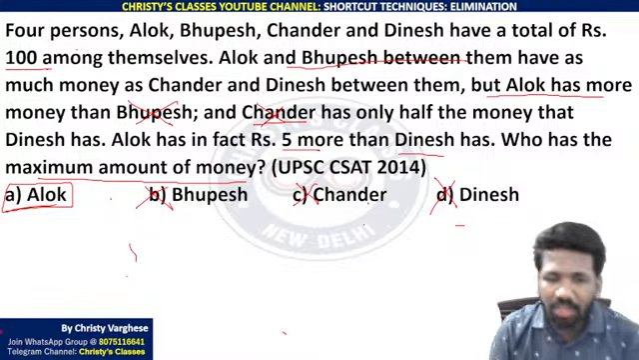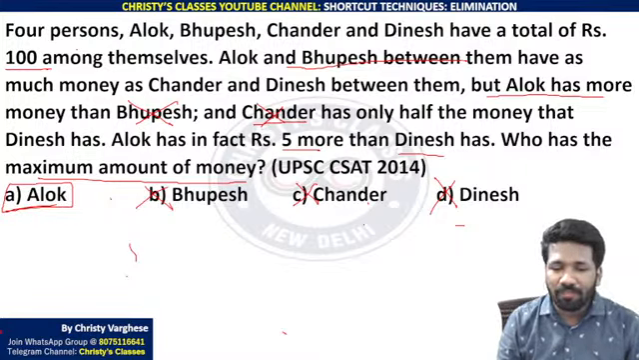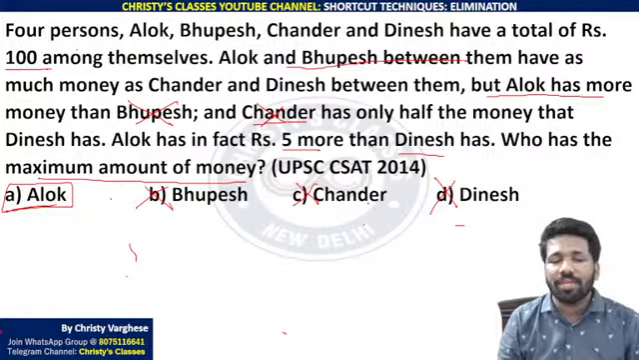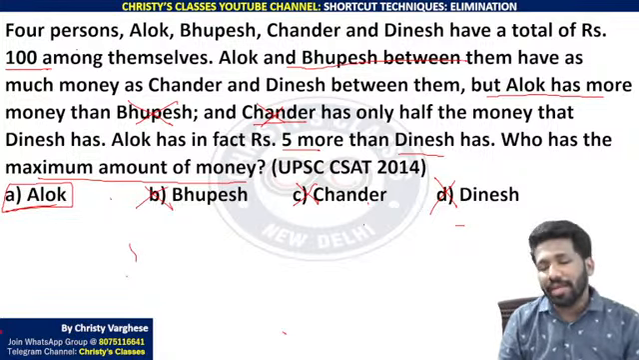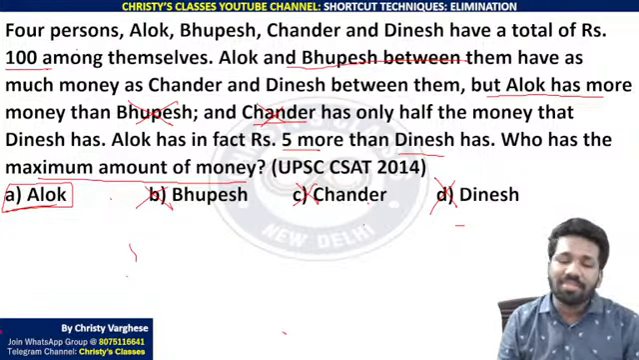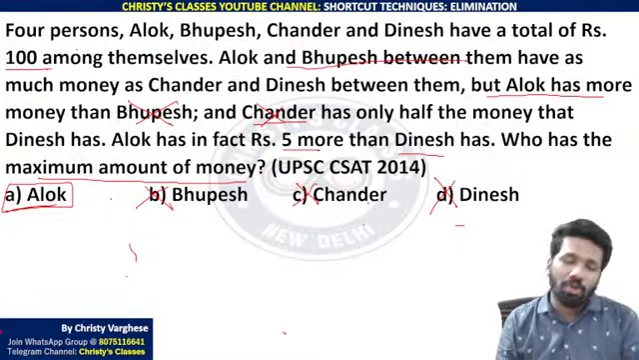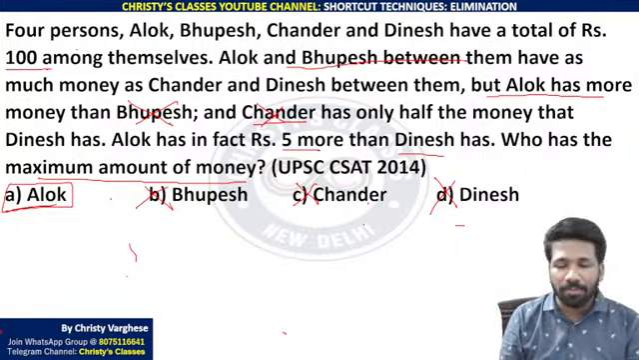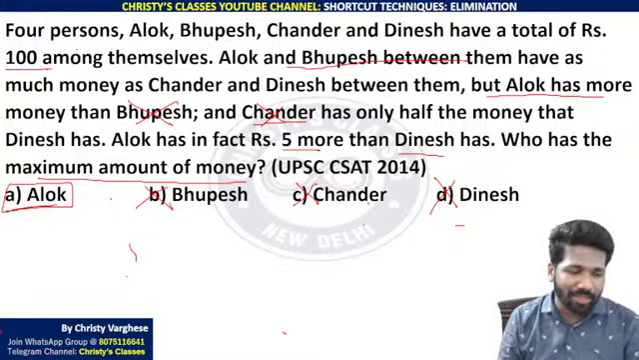Alok and Bhupesh's money being equal to Chandar and Dinesh's money was not necessary. The data is carefully made with respect to the options so that you can eliminate them easily. Many times competitive exams try to help you, and you are not realizing it. That's the only problem. For realizing it, first you should be flexible with methods.